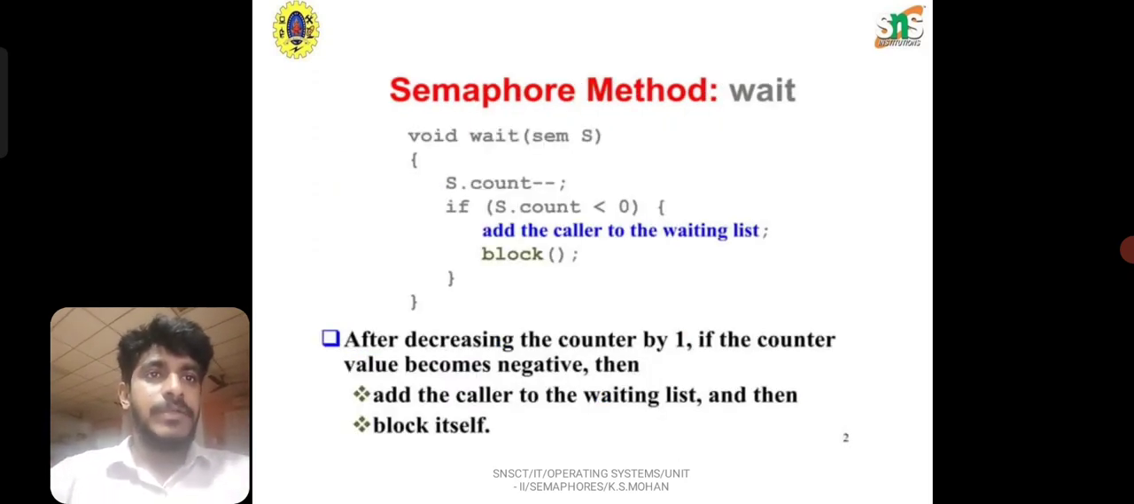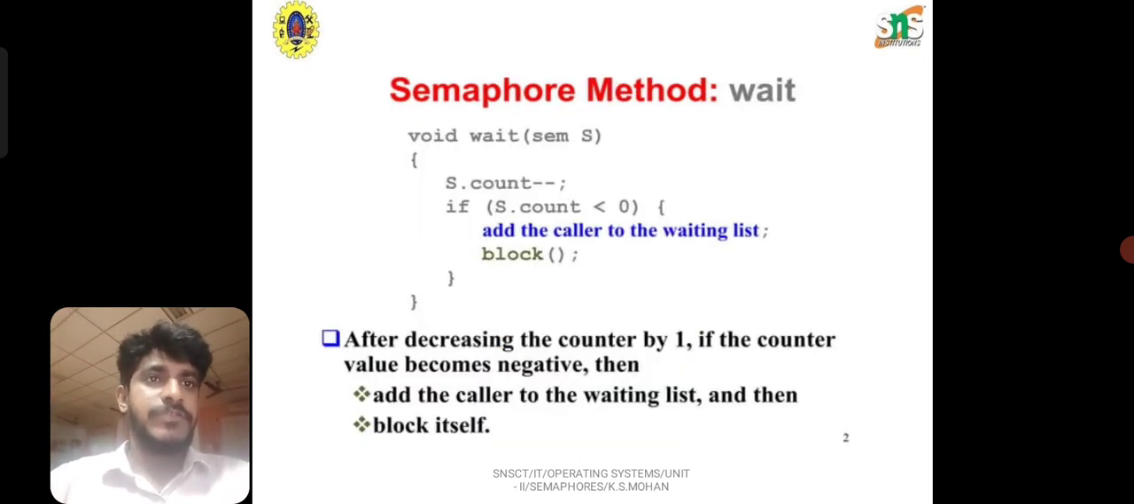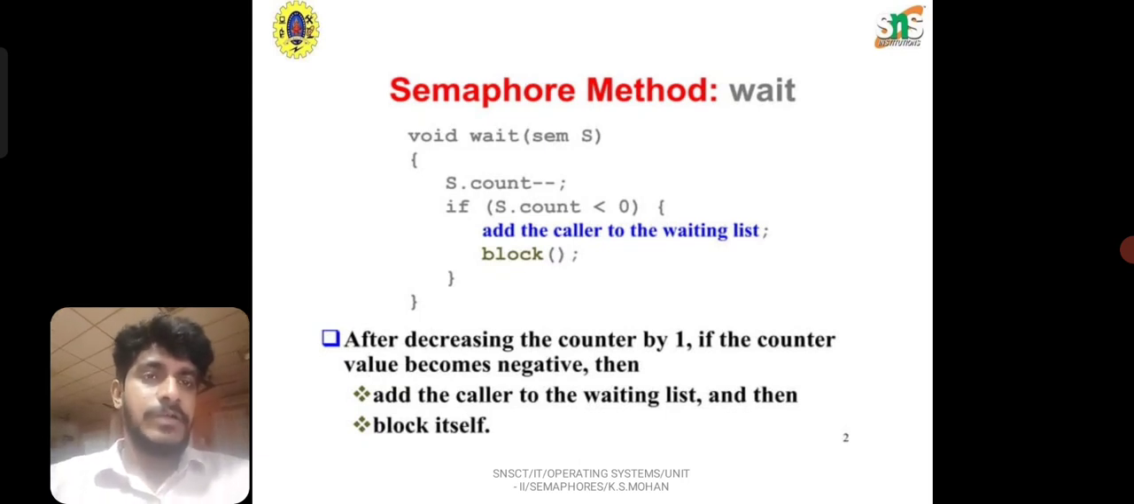Semaphores have methods. The first one is wait. For example, void wait of semaphore s: s.count decreases, and if s.count is less than or equal to 0, add the caller to the waiting list and block. So after decreasing the counter by 1, if the counter value becomes negative, then add the caller to the waiting list and block itself. So this is a semaphore method. The next callers, whoever is waiting in the waiting list, have to follow the above conditions.